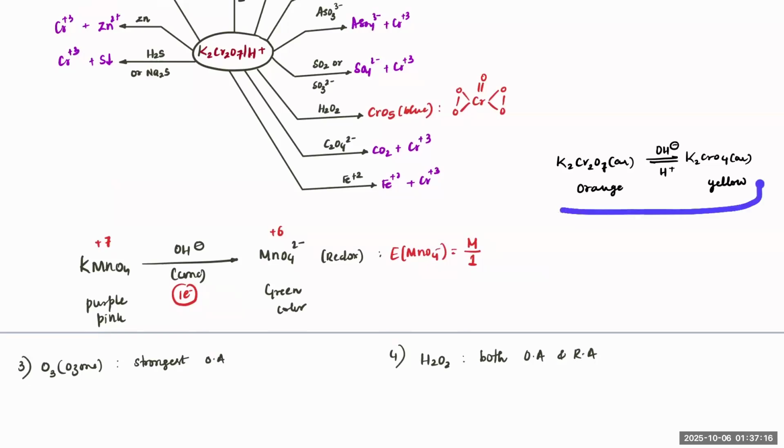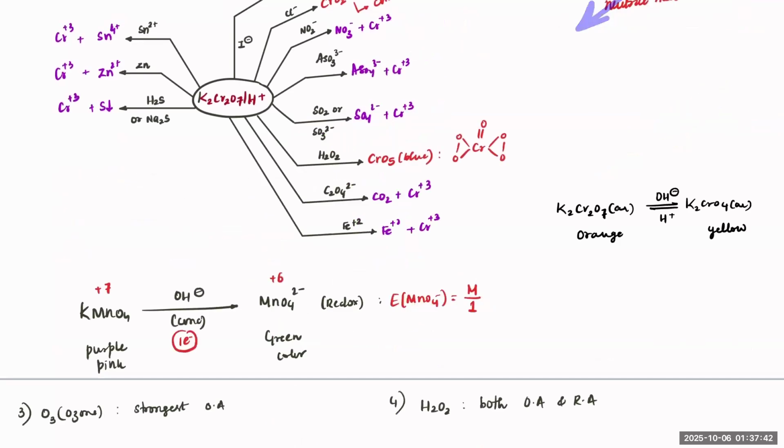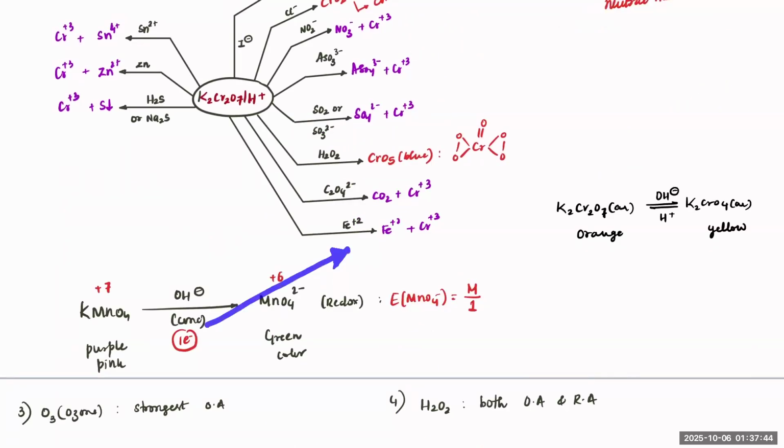K2Cr2O7 anyway does not have a redox reaction in basic medium, nor in aqueous solution. K2Cr2O7 is only asked for one reaction, that is how it behaves in acidic medium. So what you wrote, M by 5, is for KMnO4 in acidic medium. KMnO4 in neutral medium is M by 3. Basic medium is M by 1.